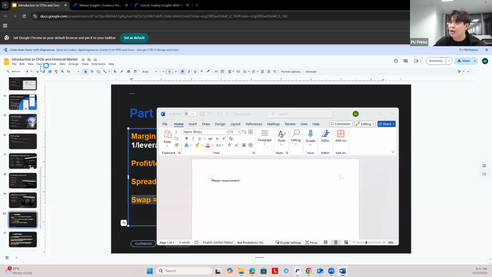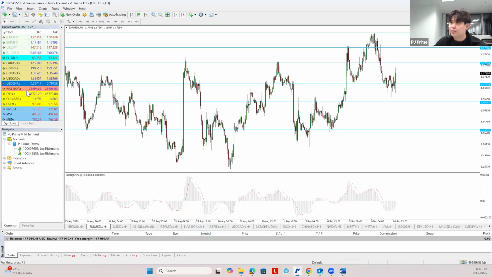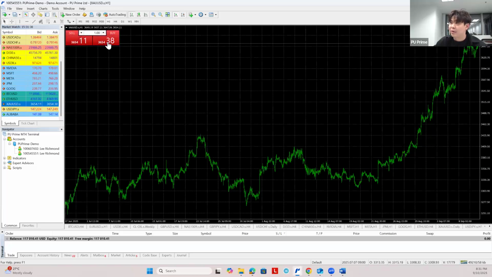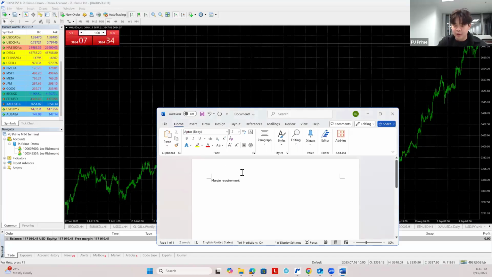So let's say you want to buy gold. This is a very important topic, so all new traders need to understand. So let's say you want to buy gold, and currently the gold price is 3655. Margin requirement is lot size times contract size times current price times 1 divided by leverage.